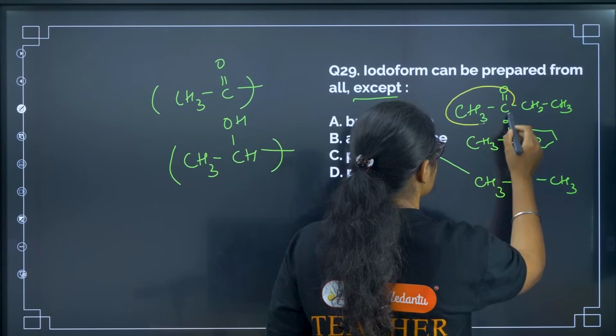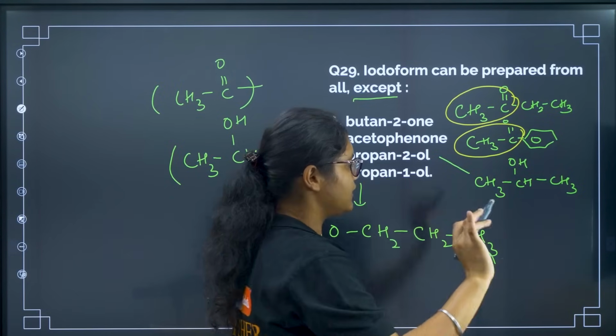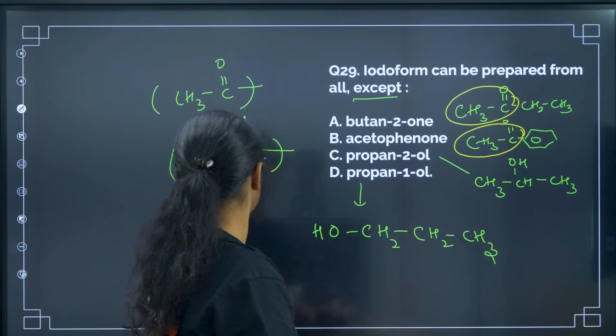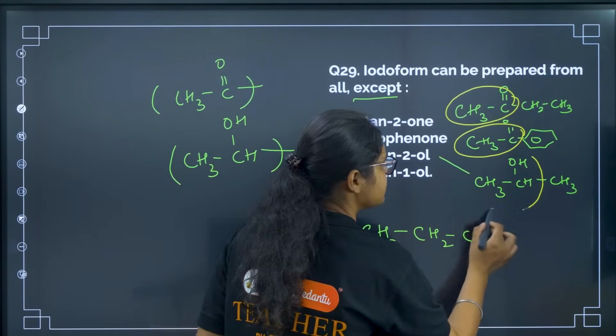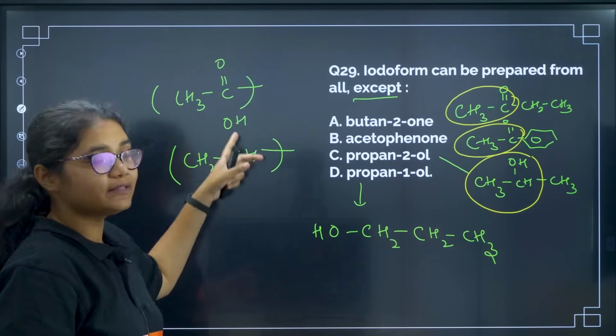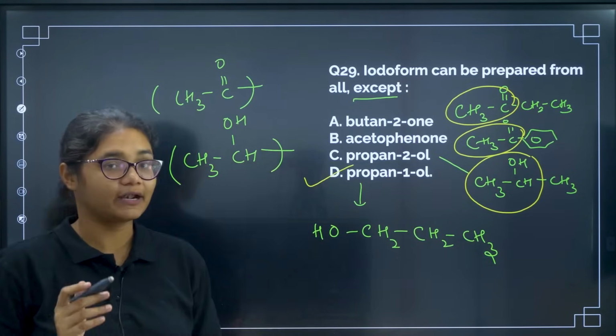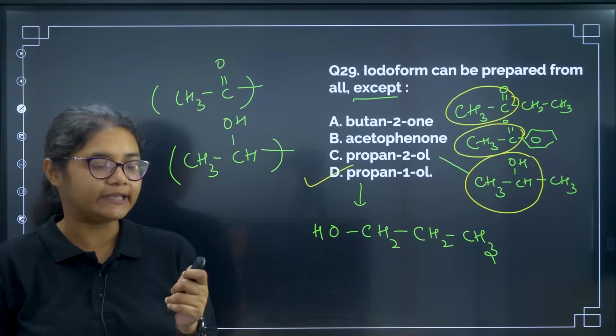This one has it, so this one will react. Now in the second one also the CH3CO group is there, so it will react. The third one satisfies the other condition, the CH3CHOH group is there, so it will also react. But in this option, neither of the groups is there, so it will not show the iodoform reaction. Hence the correct answer will be option number D.